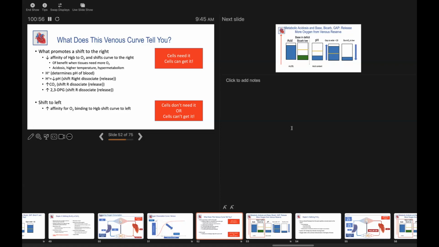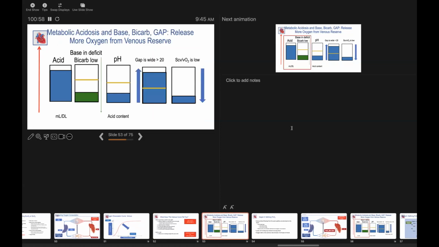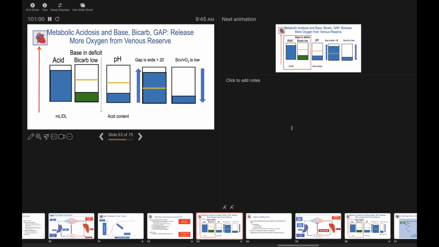Cool, very good. Okay, so acid is up, base and bicarb's low, anion gap is wide. Your expectation in the presence of metabolic acidosis, your expectation, your prayer, your hope, your dream is that SpO2 will be low. We don't like it when it's down, but thank goodness you're using oxygen.